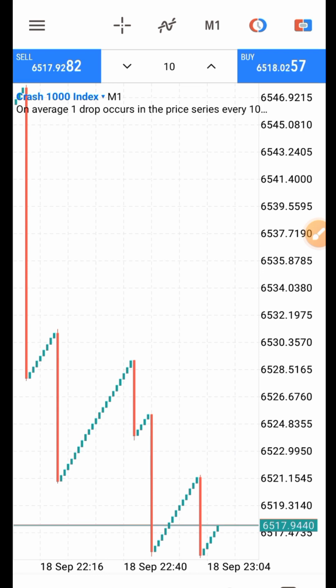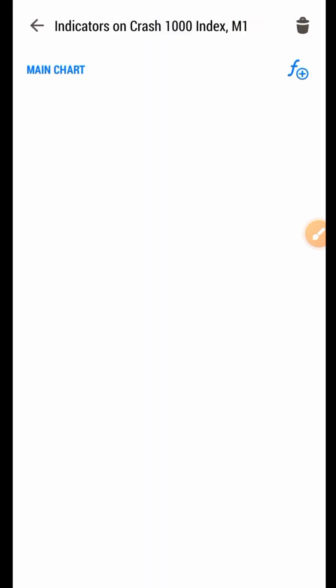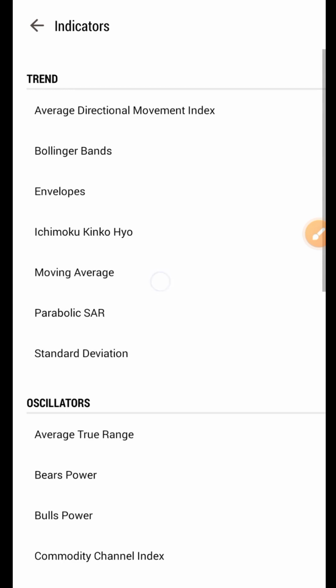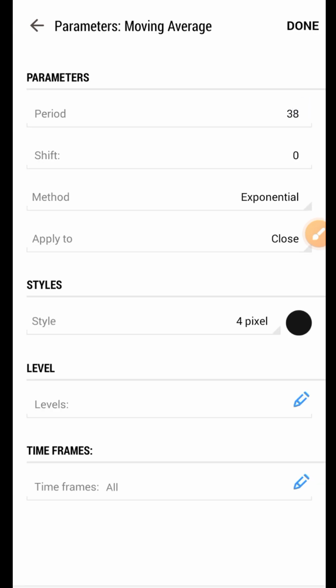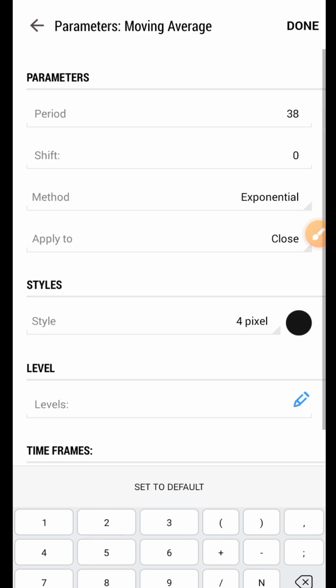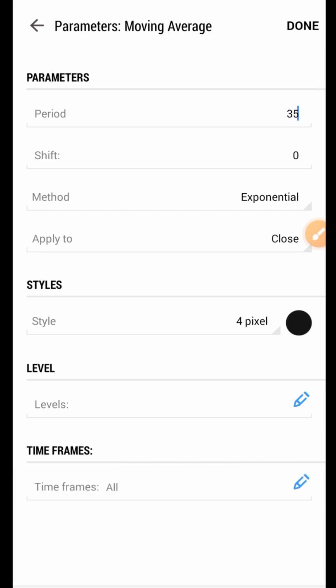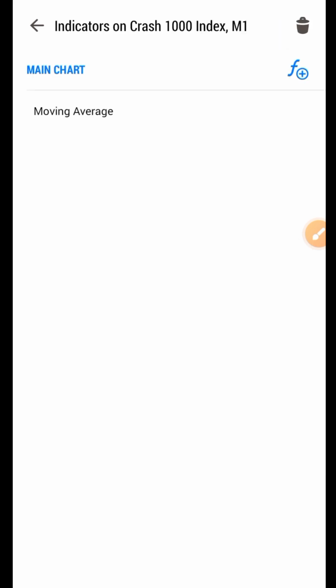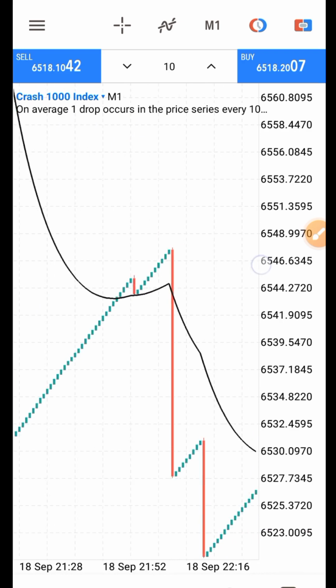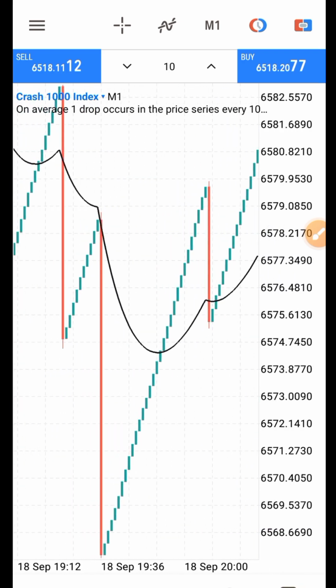First of all, we need to add a moving average, and the moving average is going to work as a trend dictator for us. That is the indicator. The moving average is going to tell us the market position. So the moving average is going to be period 35 exponential, shift is zero. So just leave the settings like this. Let's click on done. So you can see, it tells us when the market is in uptrend and downtrend.